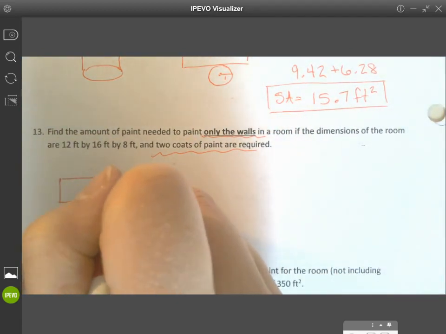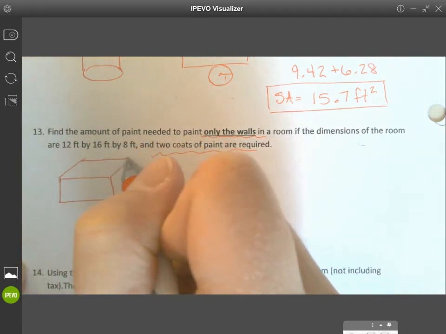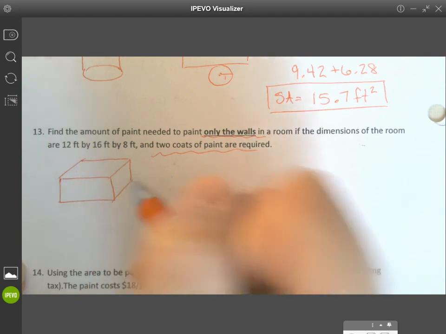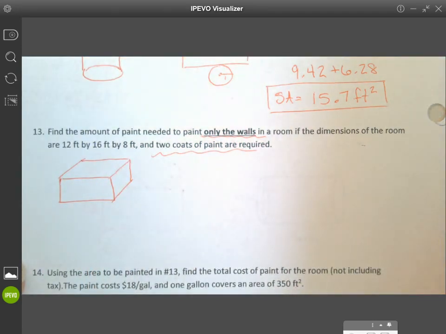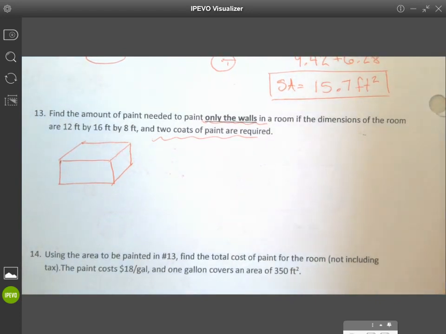Now, the only problem I have with this, it didn't specify which one was the height, which makes a big deal in here. Which one in real life would be the height? 12, 16, or 8? In real life, what are you thinking? Taylor?